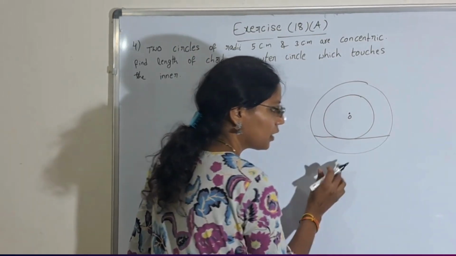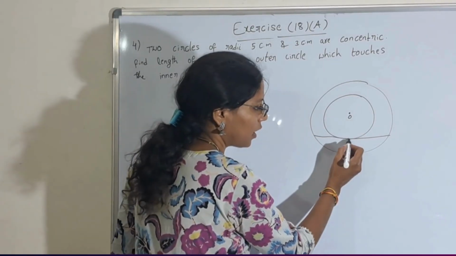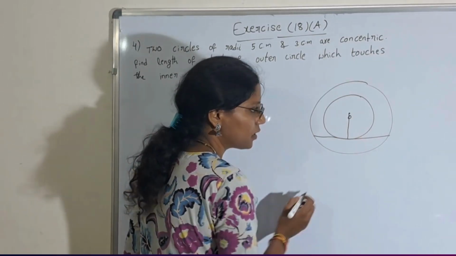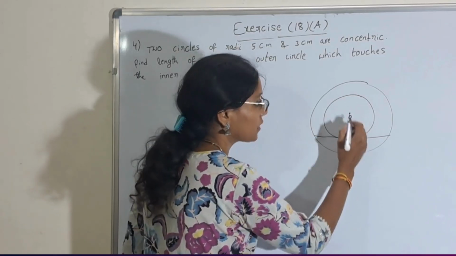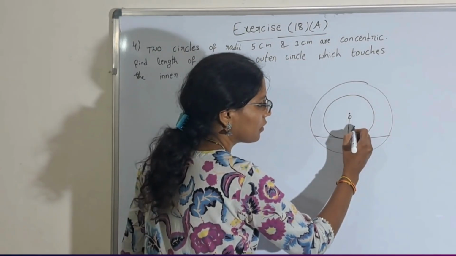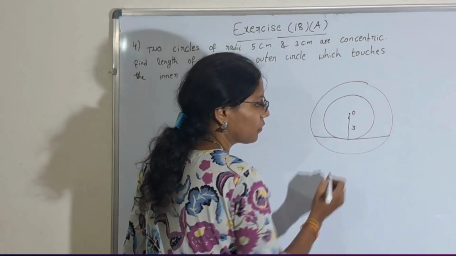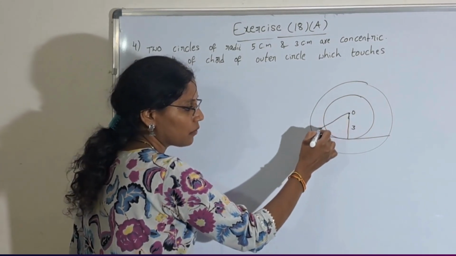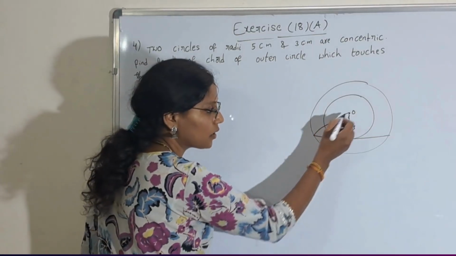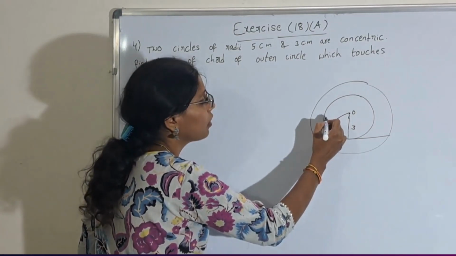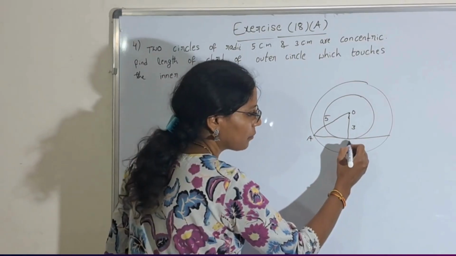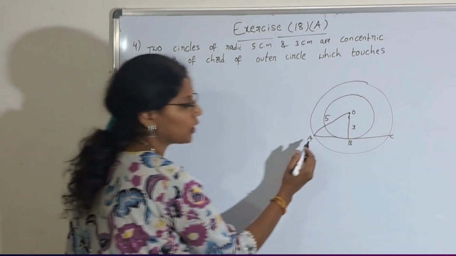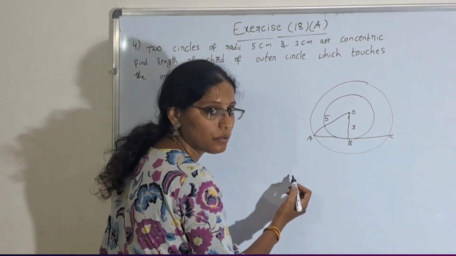This is the chord of the outer circle, and it touches the inner circle. Here, how much will it come? First circle radius is 3 centimeters. Next, outer circle, from here to here, this is the radius of the second circle, 5 centimeters. Label the points A, B, and C. Here we have to find the length of the chord, AC.